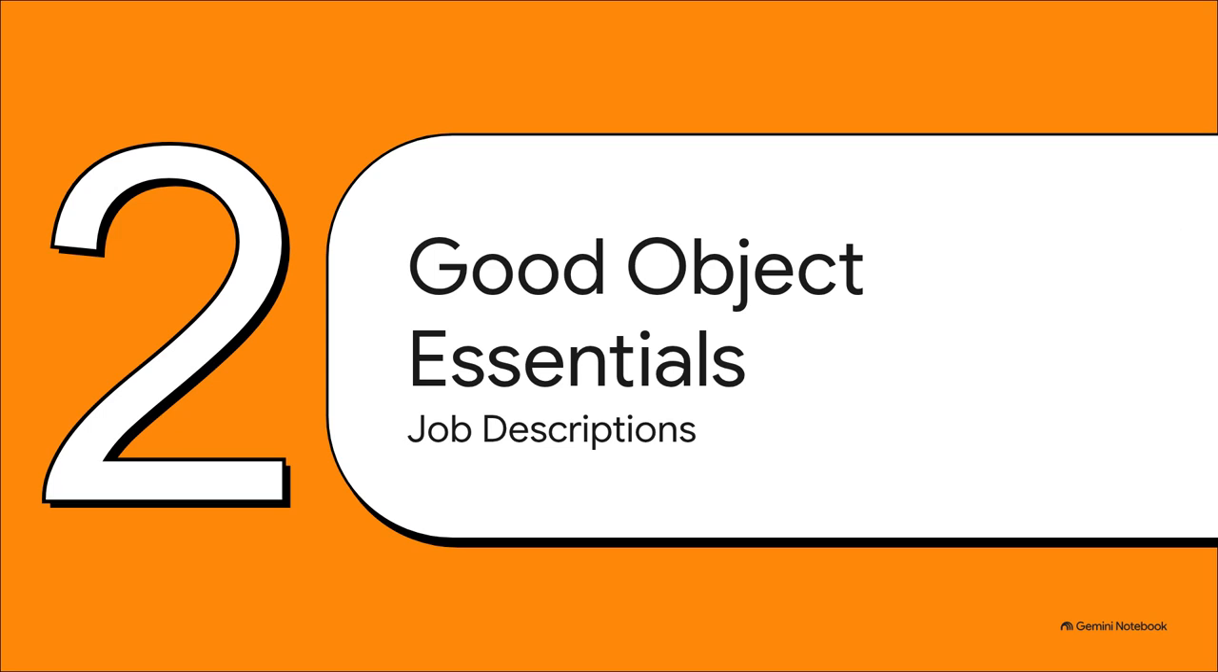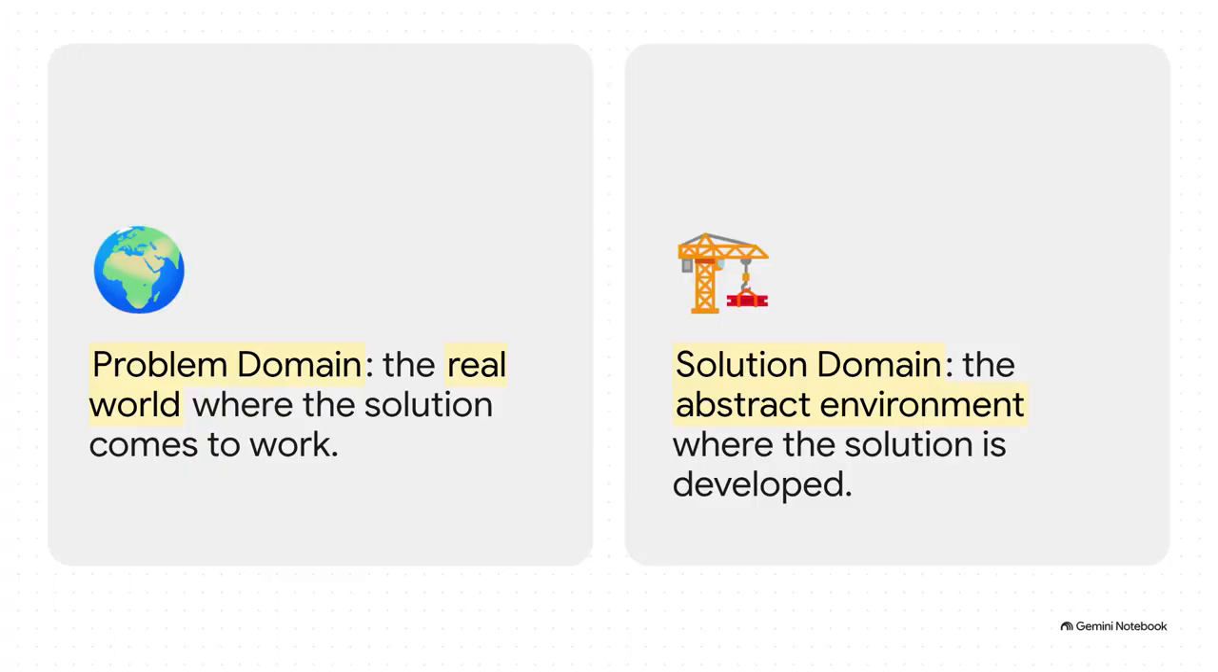Moving right along to section 2, essentials of good objects, job descriptions. Now that we know we're hiring, we need to establish what actually makes a good software object. To do this, we have to completely separate the problem domain from the solution domain. The problem domain is the real world. Think of a physical bank account. But in the solution domain, which is the abstract environment where we build the software, we fabricate experts.